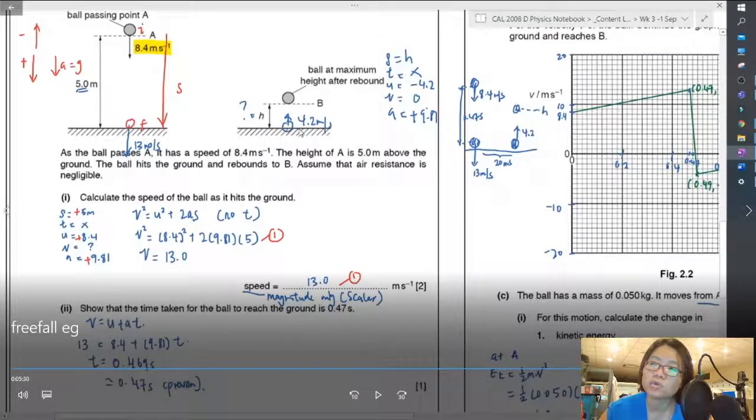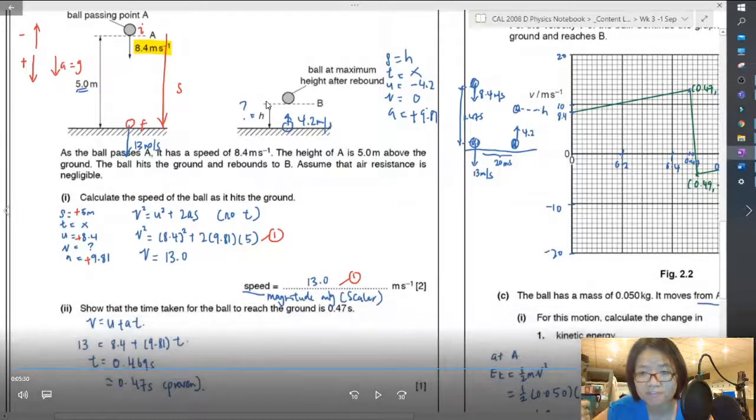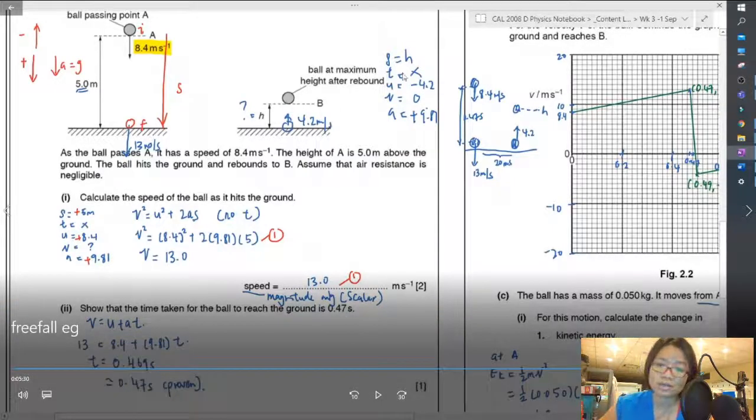The rebound height is h, which we are looking for. Without the height, we cannot find the GPE. Of course, you could be like, Miss, can't you just find the area of the small triangle in the graph? Can, sure. But I find it easier to use the equation now, because look at this triangle. I need to find the height, which I look at this part here. Okay, so I think it's easier just to use equation now.